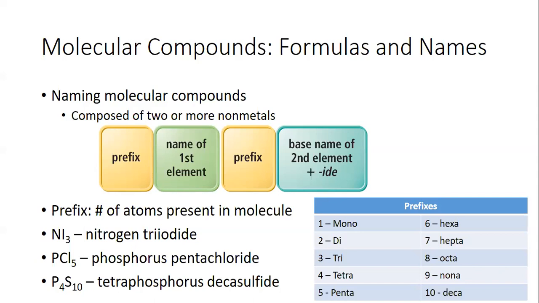Same thing, phosphorus pentachloride, and P4S10 is tetraphosphorus decasulfide. So here I'm giving you 10 prefixes. Again, it could go higher, but we're only going to worry about 1 through 10. Mono, di, tri, tetra, penta, hexa, hepta, octa, nona, deca.